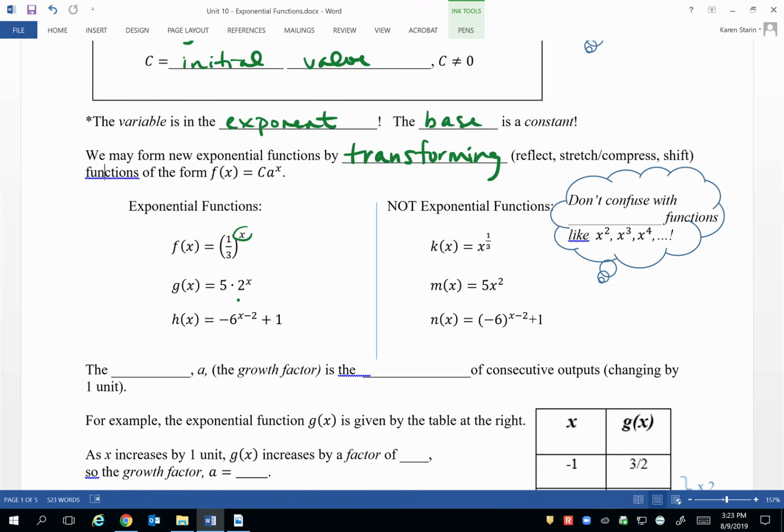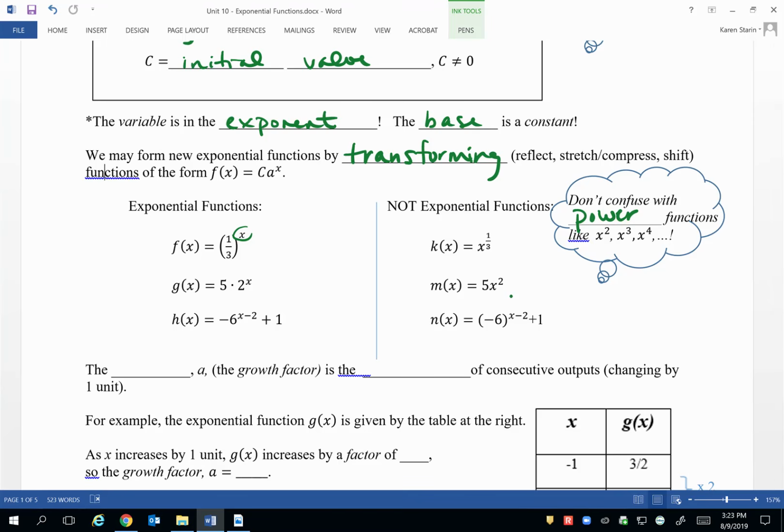Now what's not an exponential function? Well, k of x equals x to the 1/3. 1/3 is a constant, and that's the exponent. So don't confuse power functions like x squared, x cubed, x to the 4th, or x to any rational power, as an exponential function. M of x is also just a quadratic function, 5x squared. That's not an exponential function. X is not in the exponent.